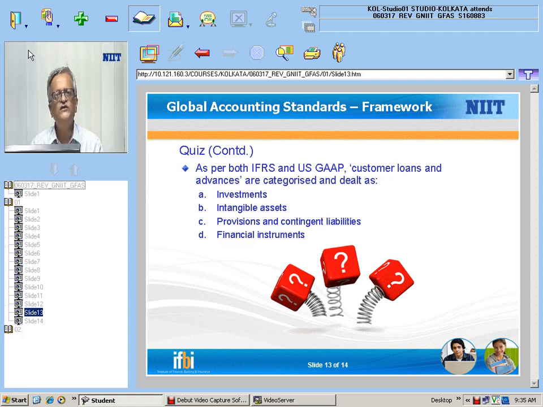I have not asked you this because this is new to you and most of you may not be knowing. Although Jyoti, Rituparna and Guest 10 from Durgapur, all of you have given the correct answer. So loans and advances are called financial instruments; they fall under financial instruments.